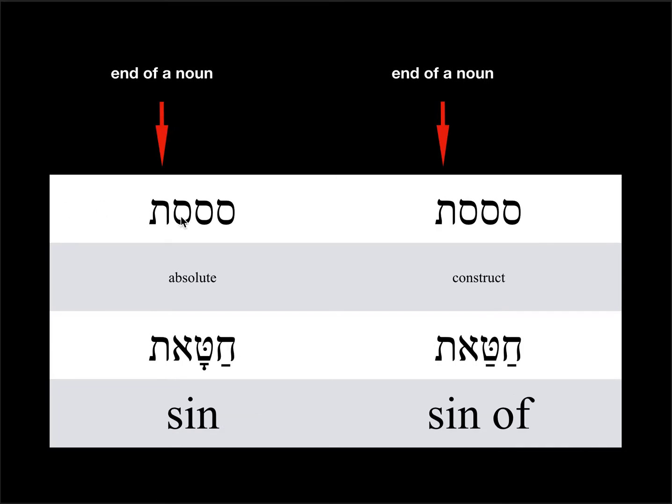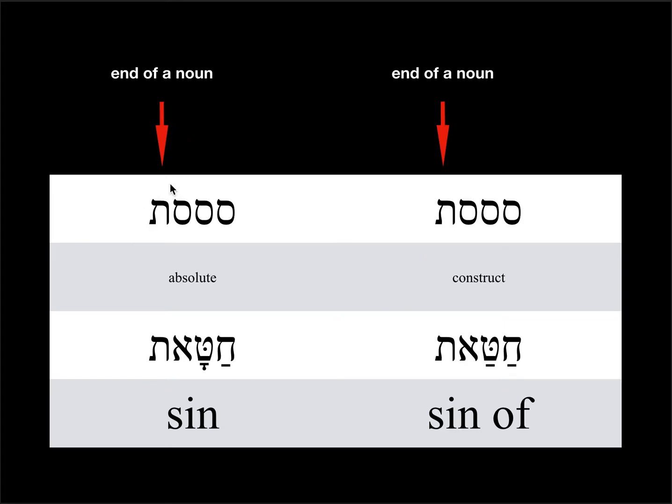Next example. If we have a noun and it ends with t, a short, abrupt sound, you know that this is another of the feminine sounds, the a and t, and therefore this is going to be a feminine singular noun. Here's an example, hatat. This would be a feminine singular absolute, sin.